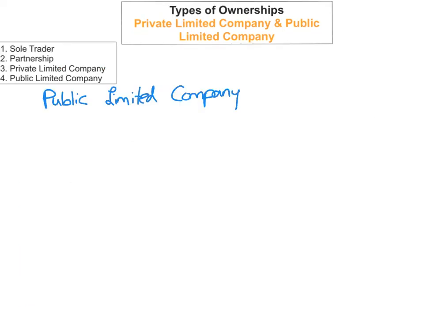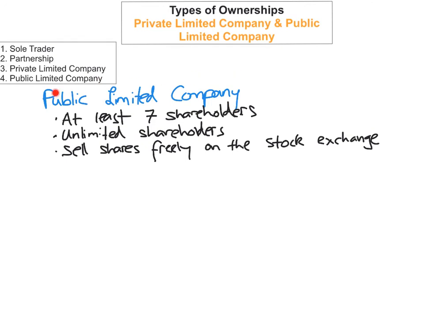Okay, so the next thing we're going to look at is a public limited company. We've now looked at sole trader, partnership, and private limited company. With a public limited company, just some small background: they have at least 7 shareholders, so at least 7 owners are needed to have a public limited company, and there can be an unlimited amount of shareholders.